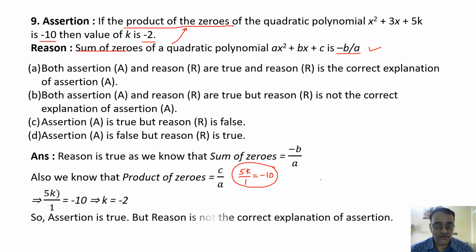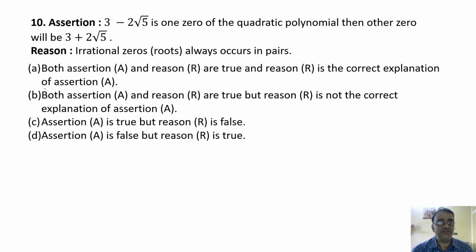But the reason is not the correct explanation of the assertion because the sum of zeros is given. So which option is the correct one? Option B. Right, option B is the correct one. Fine. So the correct option is B. Now we are moving towards the next question.